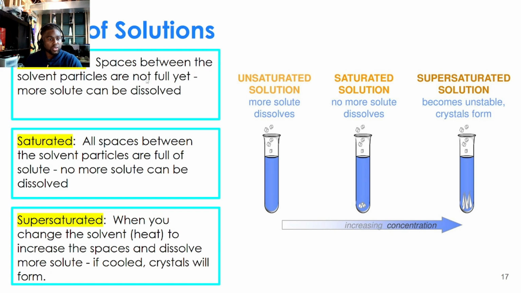Okay, so an unsaturated solution we just spoke about, there's more room to dissolve solute. A saturated solution, no more solute will dissolve, and then a supersaturated solution becomes unstable or becomes a crystallized form once it cools down. So when you change the solvent by adding heat to increase the spaces and dissolve more solute, once it's cooled, crystals will form. So this is actually how you do rock candy. This is how simple syrups are made, and various other substances.